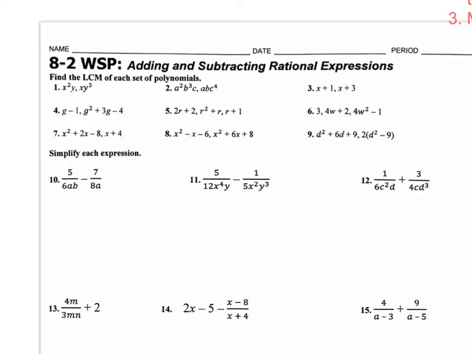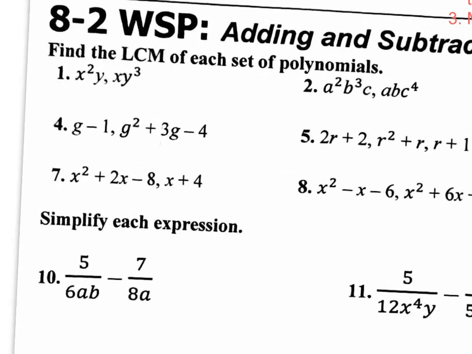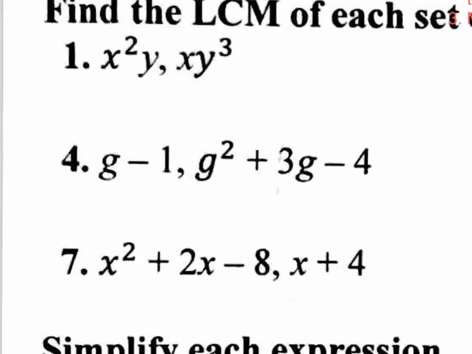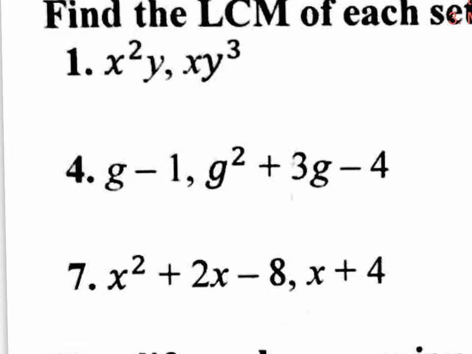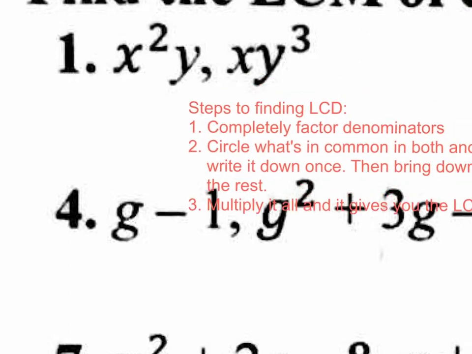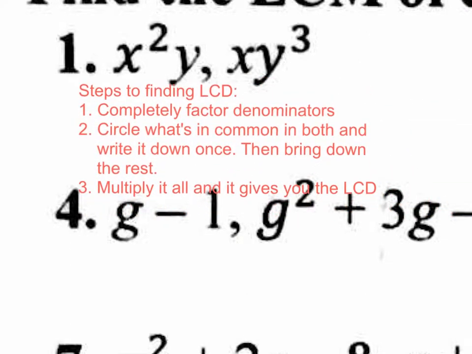This is worksheet 8.2. And the first part of this worksheet is just practicing finding the lowest common multiple, or I guess you could call it the least common denominator when it comes to fractions. But right here, since we don't have fractions, we're just going to practice and pretend like if these guys were denominators and go through the steps of factoring them, circling what's in common, writing it once, and then bringing down everything else. Okay, that is step 2 from finding the LCD.